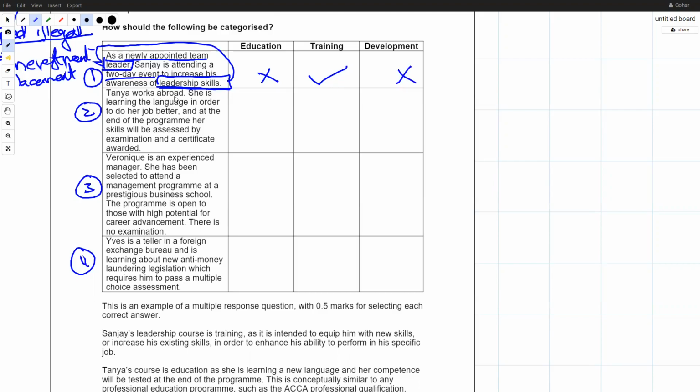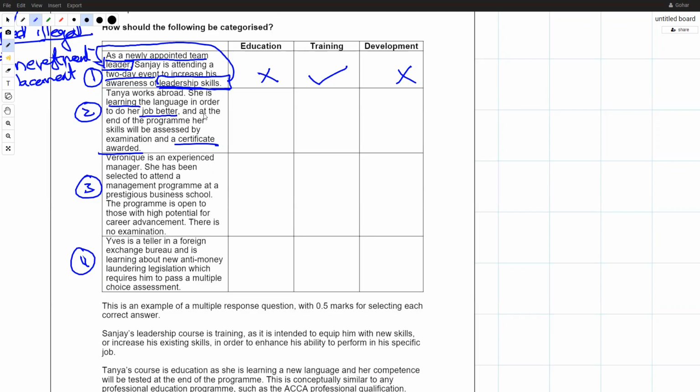Option number two states Tanya works abroad. She is learning the language in order to do her job better. And at the end of the program, her skills will be assessed by examination and a certificate awarded. So, in education, when you learn something, you get an exam and you get a certificate at the same time that you have learned something new. And here, if we look at Tanya, she's working abroad and she's trying to learn a new language in order to do her job better. It is just that she's trying to learn a new language so she can communicate better with the other people, not that she could increase her performance in the job.